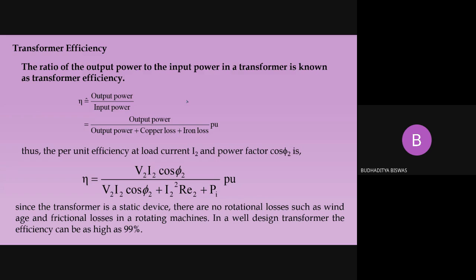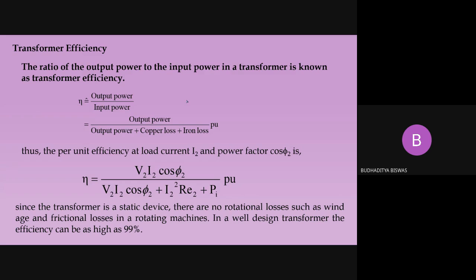The reason is that there are no rotating parts, so no rotational losses, no friction losses, and no windage losses. All the rotational losses are gone in the case of a transformer because there is no rotational part. That's why the transformer efficiency is very high, very close to 100%.